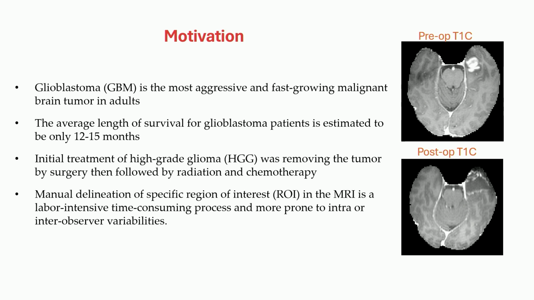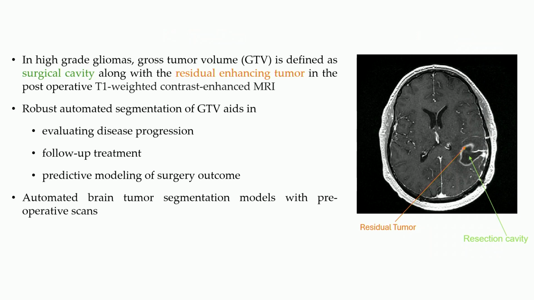There is an infiltrating tumor surrounding the glioblastoma, so only a maximum possible resection can be done. After that, for the follow-up therapy, we need to manually delineate the specific region of interest for the treatment. The manual delineation is labor intensive and prone to inter- and intra-observer variabilities.